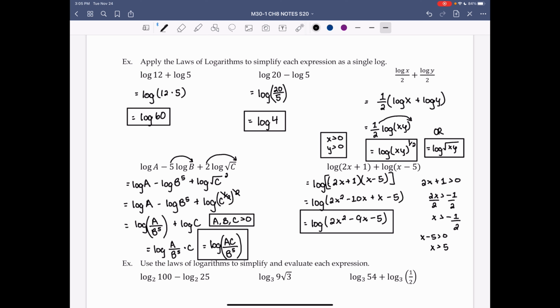Which of these restrictions is most strict? X greater than negative 1/2 or x greater than 5? Well, if x is greater than negative 1/2, it's not necessarily greater than 5. But if x is greater than 5, then it's definitely greater than negative 1/2. So x greater than 5 is the restriction for this log.